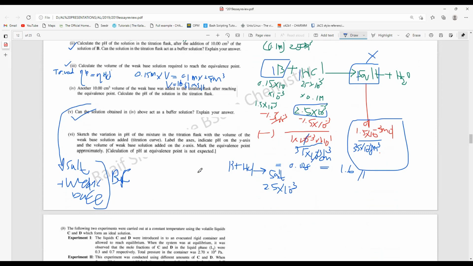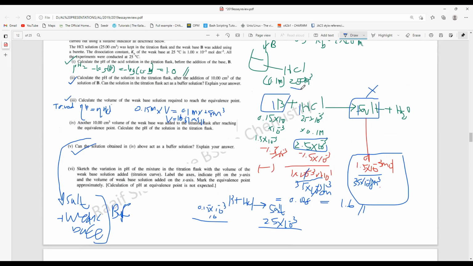Now the base amount is 0.15 into 10 to the power minus 3. What is the volume? 10. 10 into 10 to the power minus 3. So now you know the amount of the weak base present. You know the amount of the weak salt present. So you can divide it by the volume to get the concentration. Now the total volume, remember, here there is 25 initially in the flask. To get the equivalence point, we have to add this amount, 16.67.